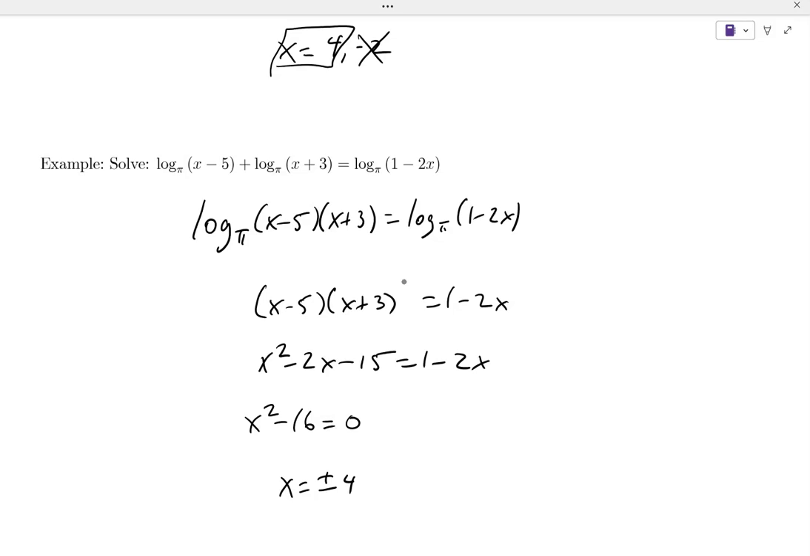Yep. So does one of them not work? The negative 4 doesn't work, right? So we just get the 4. And the negative 4 doesn't work because it makes those two negative on the inside. Everybody got it? All right, I'll leave the last couple there for practice.